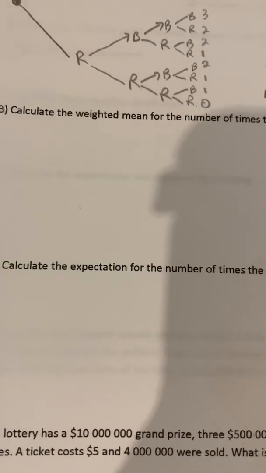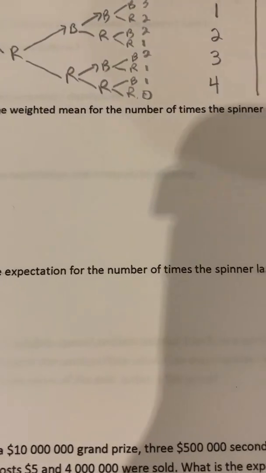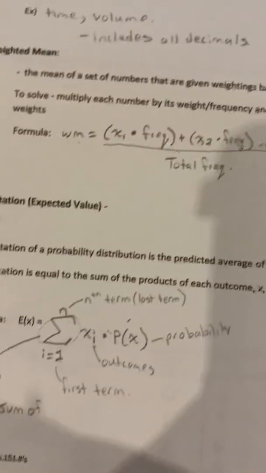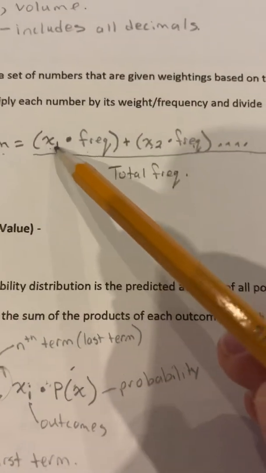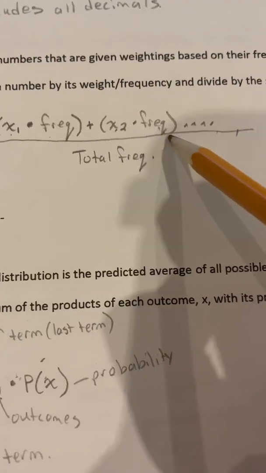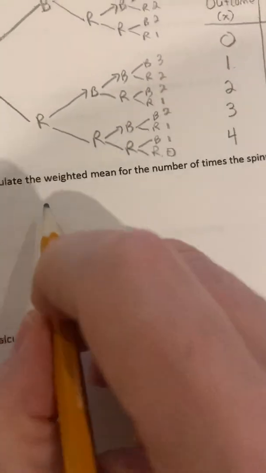Okay, B, calculate the weighted mean for the number of times the spinner lands on blue. So going back to the first sheet, weighted mean is the outcome times its frequency plus the next outcome times its frequency. Okay, so our outcomes are 0, 1, 2, 3, 4, and then our frequencies are 1, 4, 6, 4, and 1.